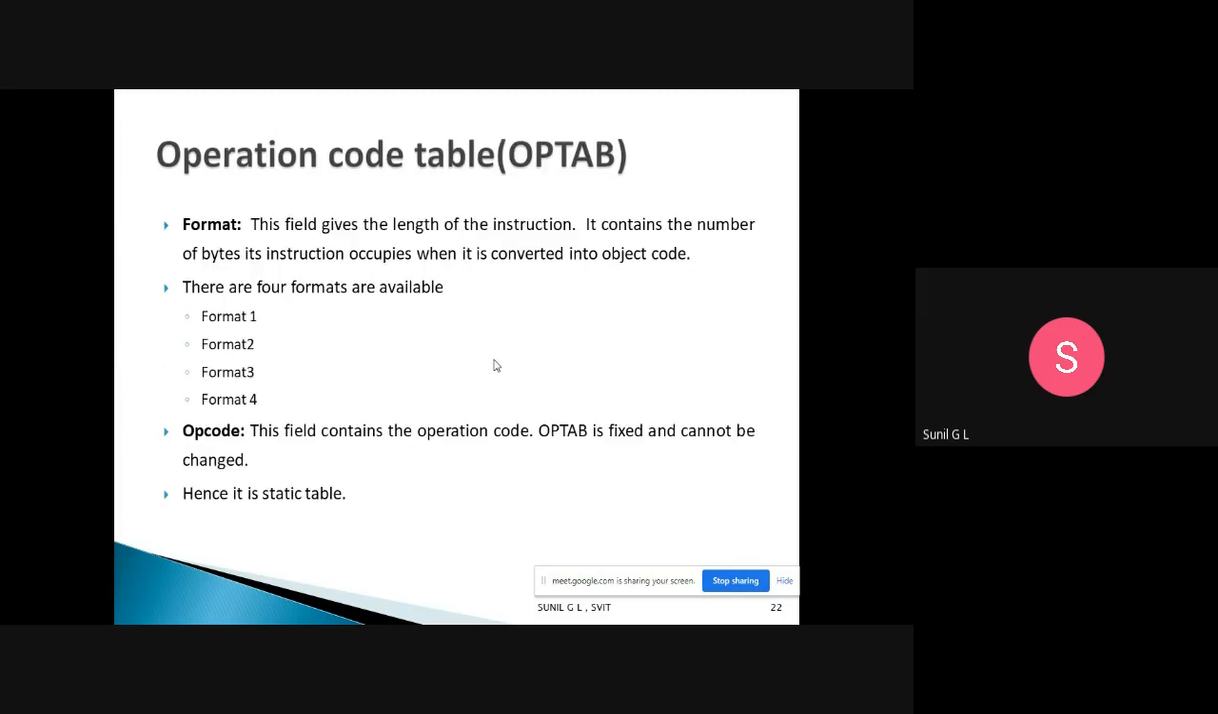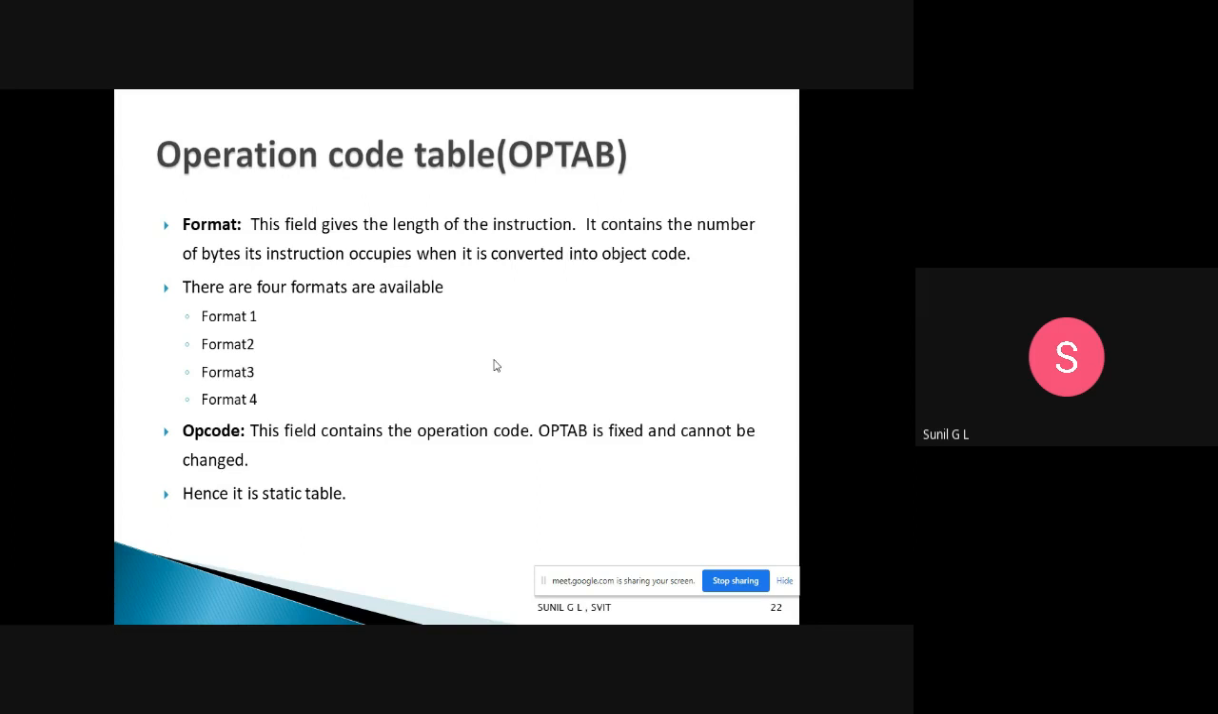The second one is format. Format gives the length of the instruction. In the SIC and SIC/XE machine architecture we discussed this instruction format: format one, format two, and format three. If the instruction uses one byte length, we call it format one. If the instruction uses 2 bytes as its total length, we call it format 2.